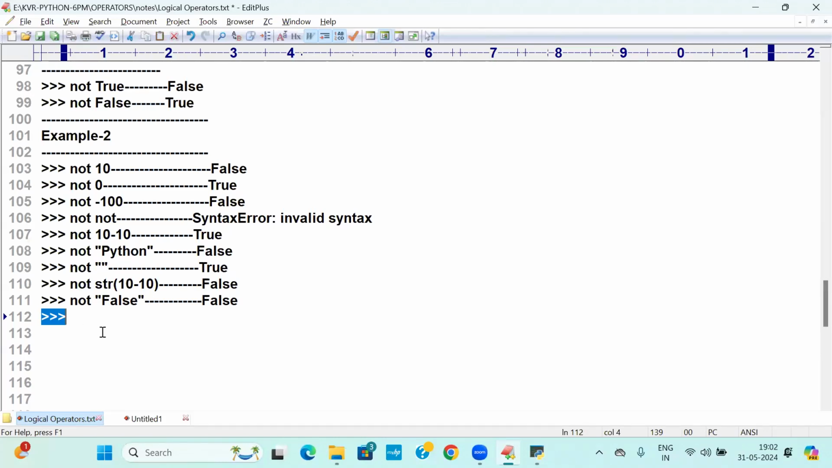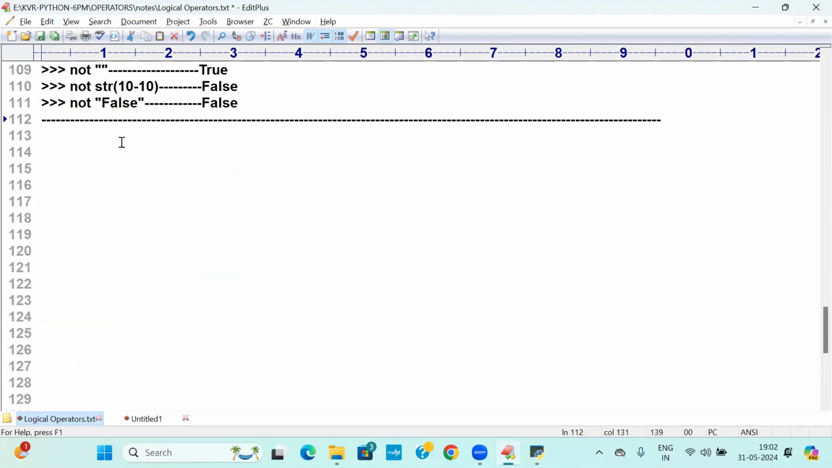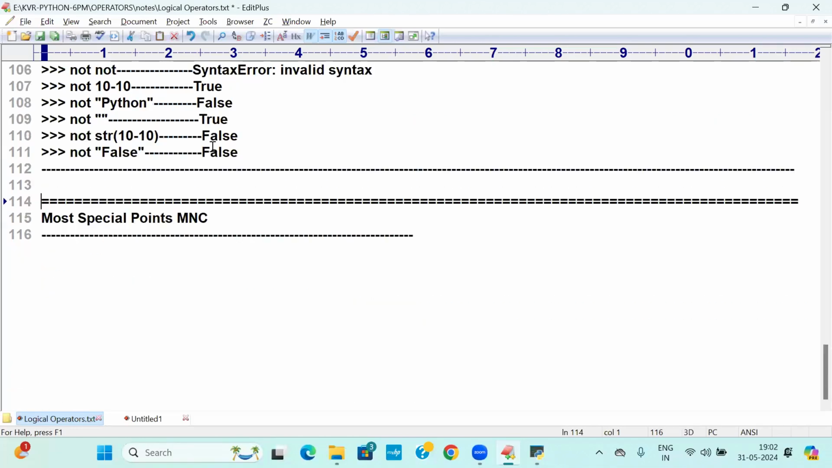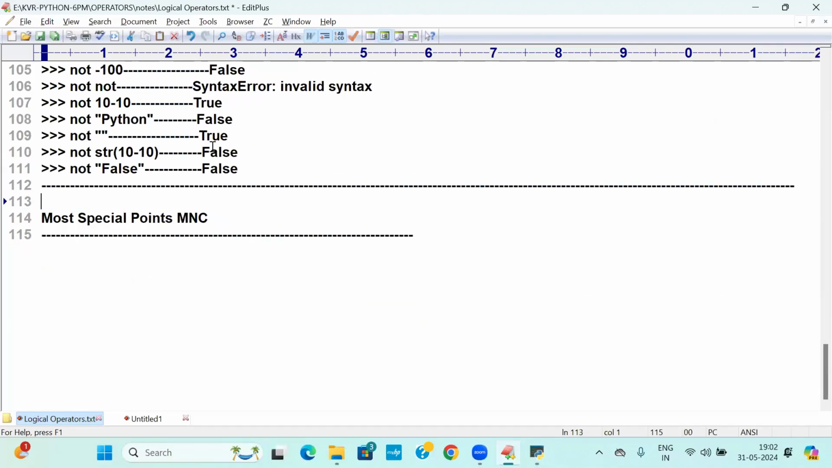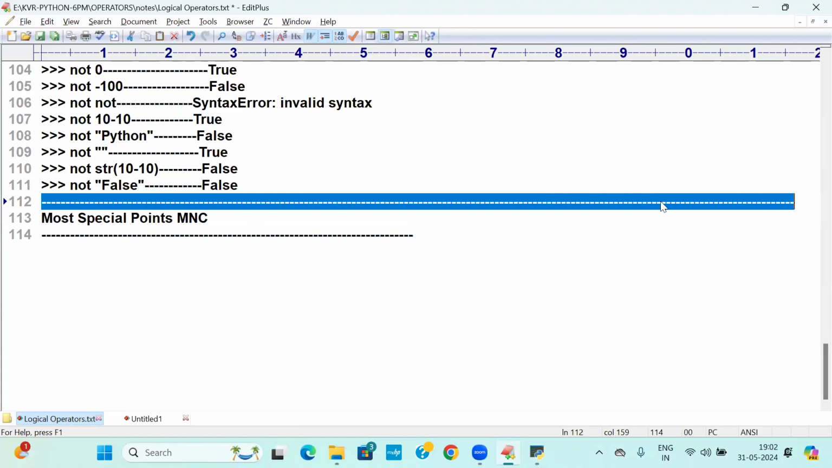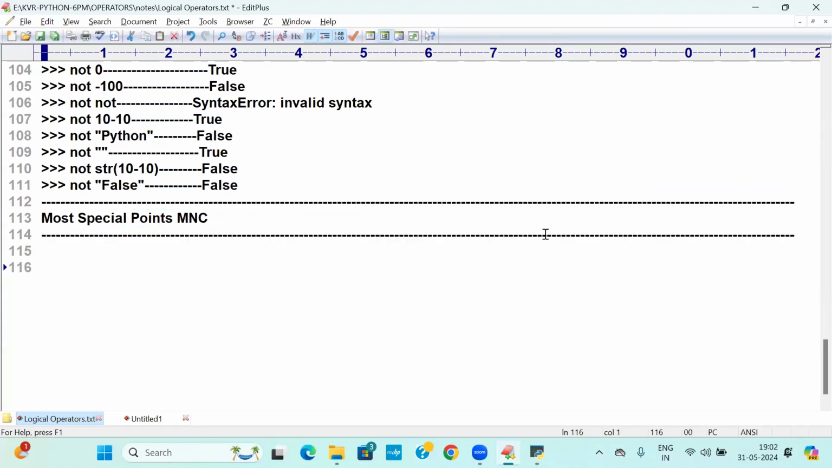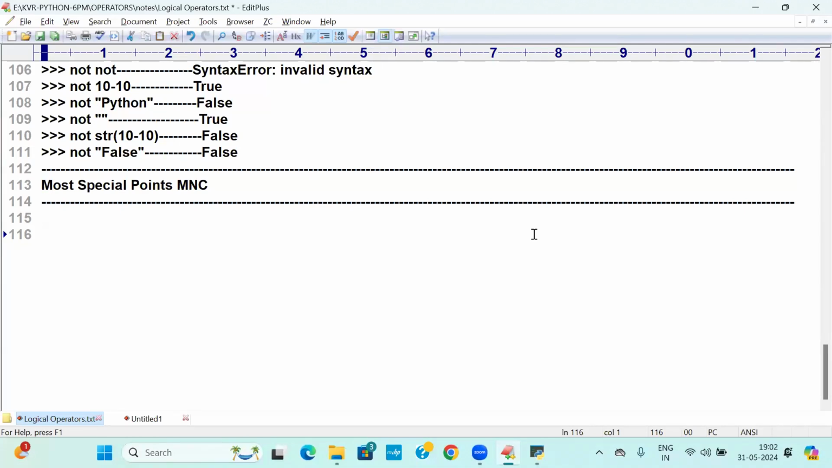So, come to the point. Now I will move further. Go to the special points I am going to introduce. Ready to understand special points? Good. Come on. Now I'm going to introduce the special points. Most special points. Start here. I think you have some work. Now I'll move further.